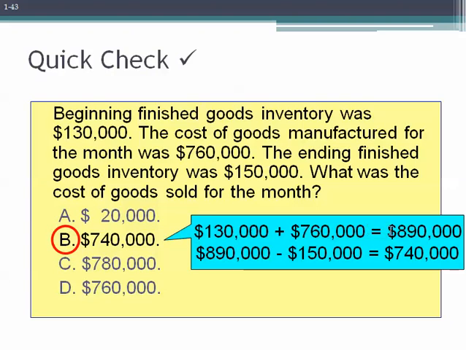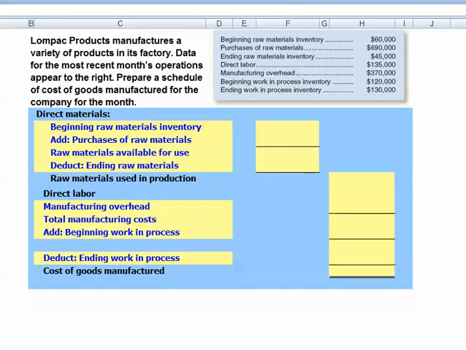Again, we take our beginning inventory, add to that our cost of goods manufactured. That gives us goods available for sale of $890,000. If it wasn't left over in ending finished goods inventory, then it must have been sold. So cost of goods sold was $740,000. Let's walk through a complete example.